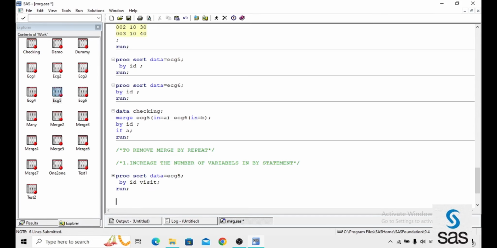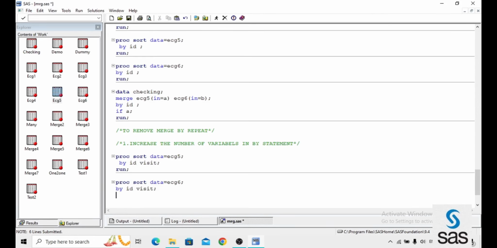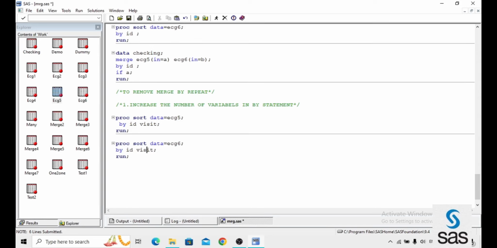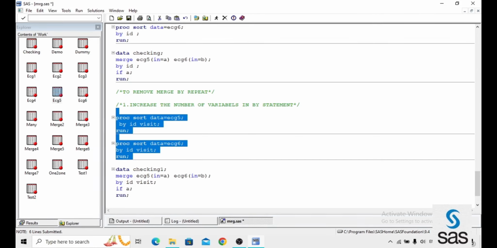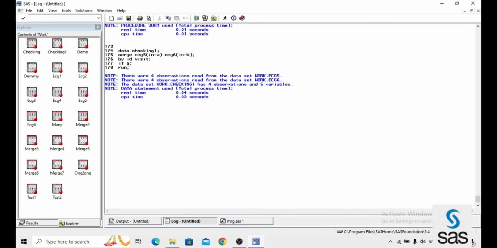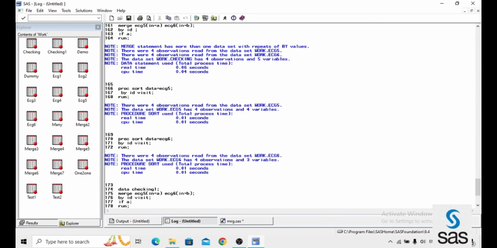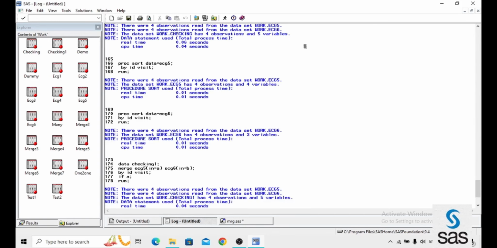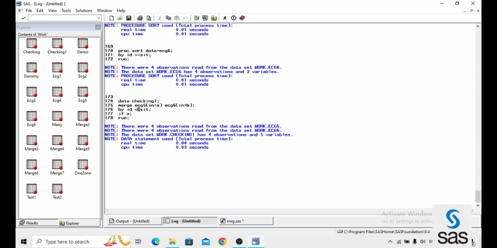Now we go with the code, and I am just increasing visit in the ECG6, and run. Before that I am just sorting by ID only. For now I am increasing visit, and the merging is the same, checking1, I merge ECG5 and ECG6 by ID and visit. I am just increasing the variables in the by statement, and if A, same if A. First I am running sorting. Yes, sorting successful for ECG5 and ECG6. Now I am running checking1. In checking1, merge by repeat is gone. But before, in the checking, there was a merge by repeat, and if you increase the number of variables in the by statement, merge by repeat will be removed.